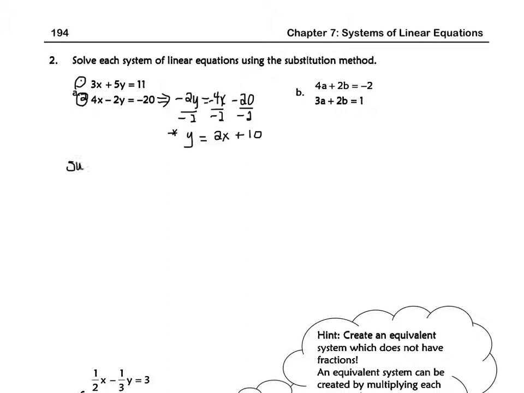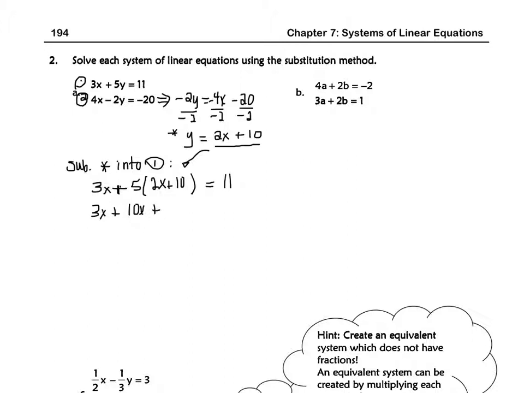So we're going to sub the star into the equation it didn't come from, so that would be equation 1. That would be 3x plus, equation 1 has 5y, but we don't want y anymore, so we're going to put brackets instead of y, equals 11. All we're going to do now is take the 2x plus 10 and put that in for y. If we simplify that, we get 3x plus the 5 has to distribute, so it's going to be 10x plus 5 times 10 is 50 equals 11.